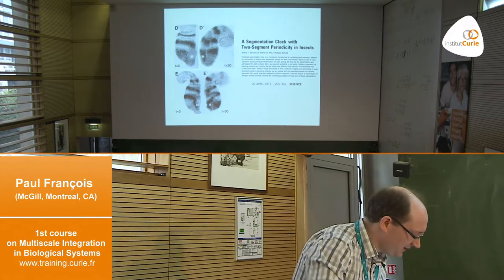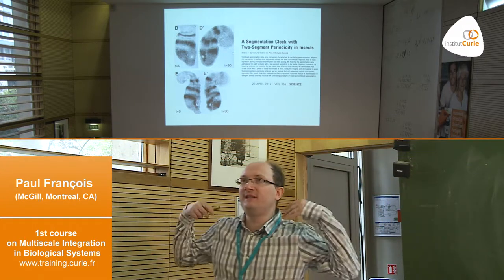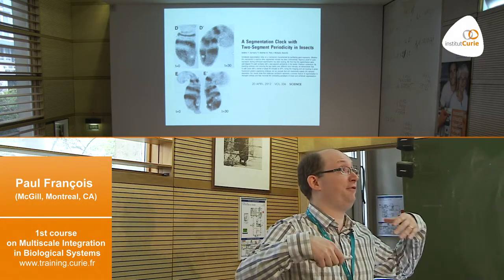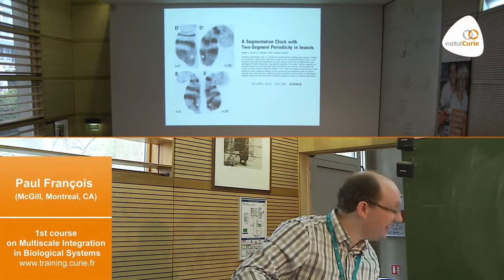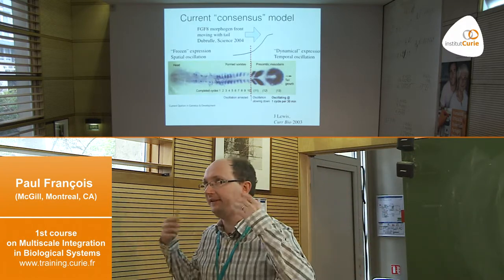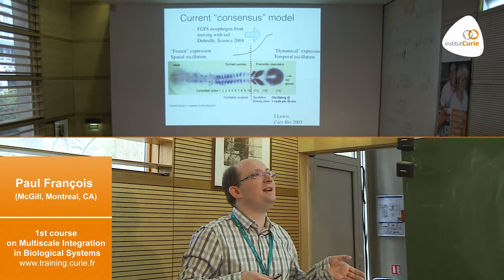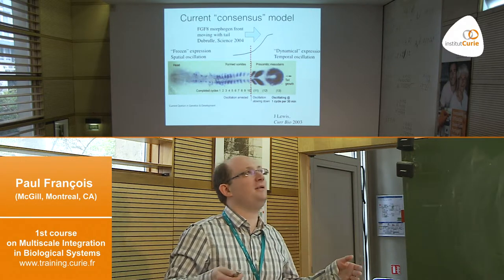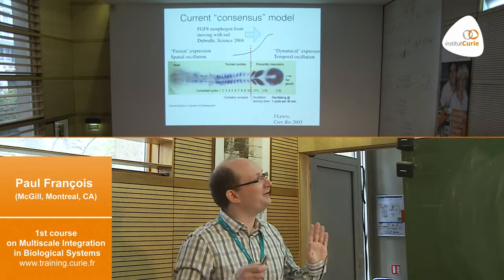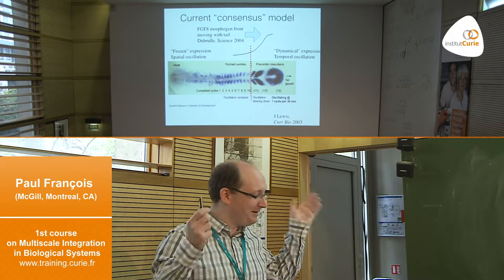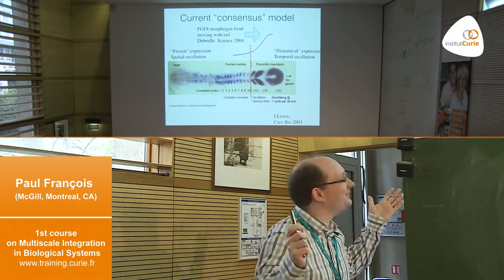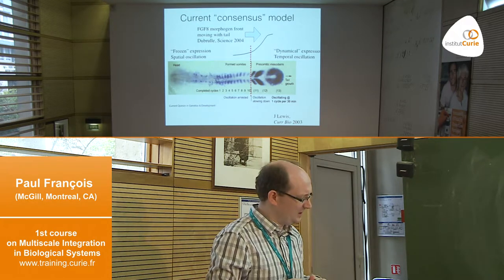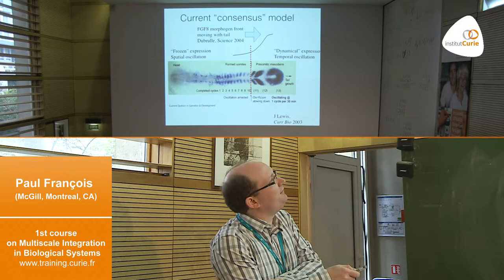Okay, so I started with the 76 model, then I moved 20 years forward to 97. So now what is the consensus model today? I'm going to call it the consensus model because this is a model I think most people in the field agree on, even though I think we have recent evidence that this is not quite the correct model. But let me tell you what people would think a priori if you talk about somitogenesis. So this is a zebrafish embryo.